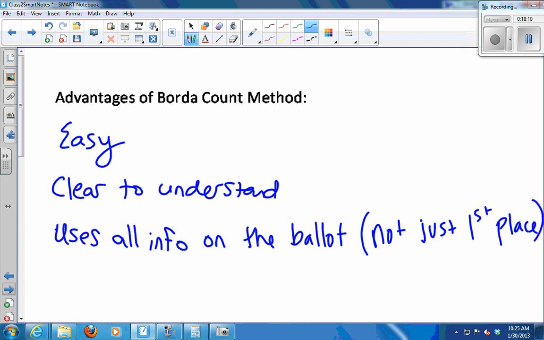Right. So plurality voting only looks at who you voted for in first place, and then it just throws away all that other good information, like the information of who you really don't want to win. So Borda actually takes that into account. A lot of nice advantages to the Borda count method.